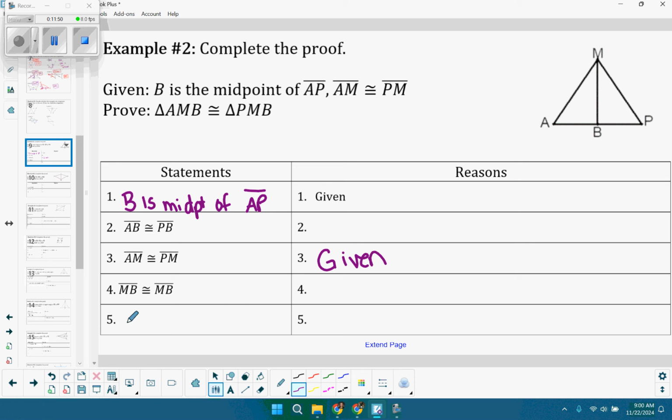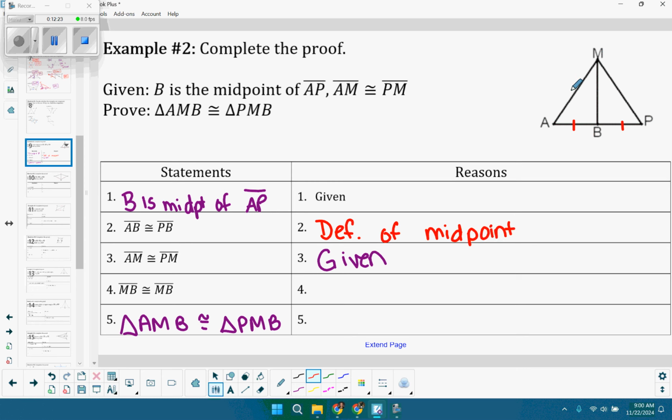We know the final thing should be that the triangle AMB is congruent to triangle PMB. So now let's go through our proof. If we were given that B was the midpoint of AP, and I'm now saying that segment AB and segment PB are congruent, that's because of midpoint. Definition of midpoint.